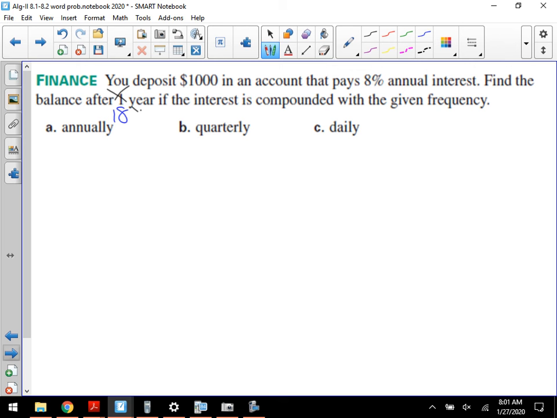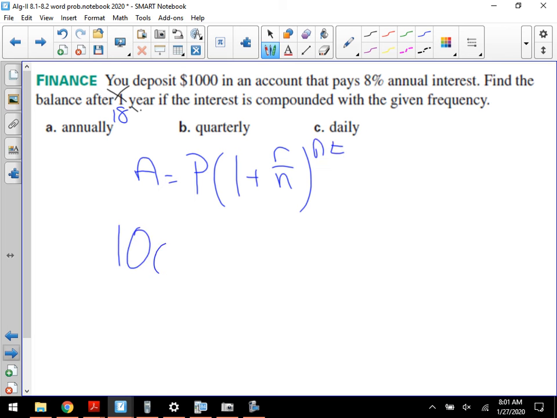So if it were annual, how many times does it compound? Once. So we're looking at your total amount, principal times 1 plus r over n, to the n t. We know our principal is $1,000. What's our rate? 0.08. So we have 1 plus 0.08 over 1, and then we're doing it 1 times 18.